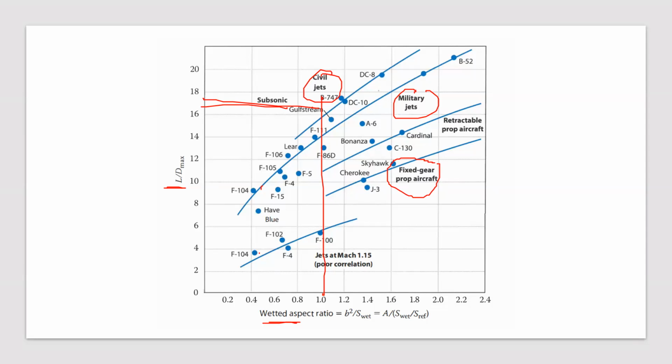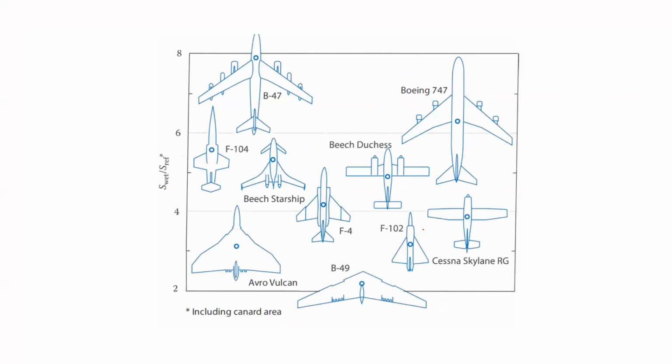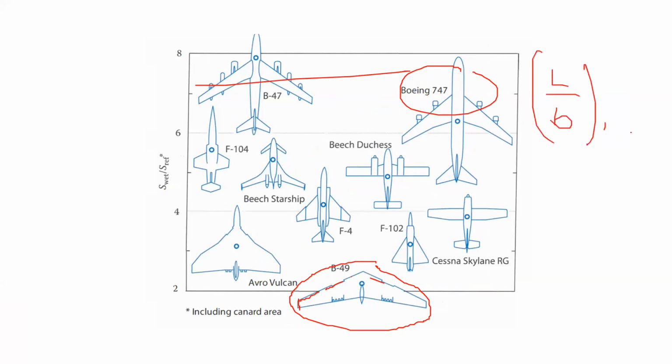You see all the previously built aircraft and try to understand if your aircraft configuration is similar. So all you have to do is look for the configuration. Now, are you building something like a B-49 bomber or something like a Boeing 747, right? So if you know the nature or the configuration from your conceptual design, you can pick a fairly good L by D max for your aircraft, right?